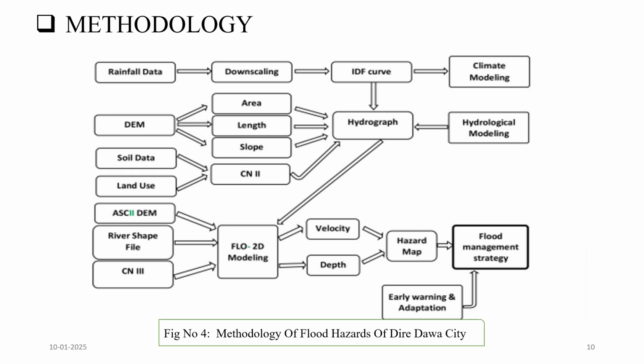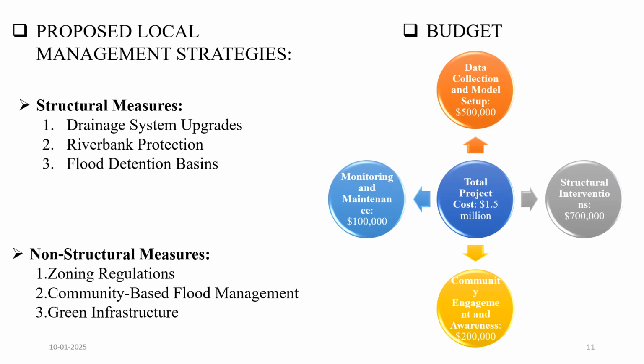From Flow 2D modeling, we derive velocity and depth for the hazard map, and it's all used for flood management strategy. Proposed local management strategies: structural measures, drainage system upgrades, riverbank protection, flood detention basin; non-structural measures, zoning regulation, community-based flood management, green infrastructure. The total project budget costs $1.5 million.